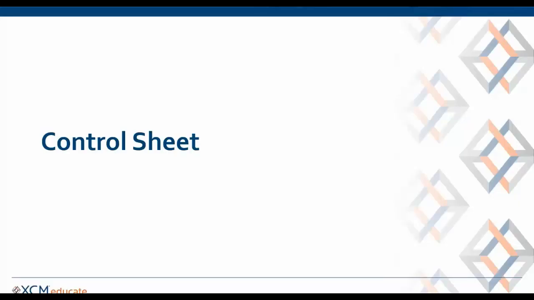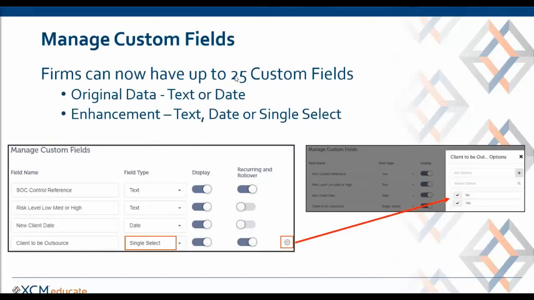So let's move on. Custom fields have been available in XCM for quite a while. What they do is they allow you to create fields on the control sheet to gather data that maybe XCM isn't doing for you with their default fields. So if you're a firm that has very specific things that you like to track, maybe your clients' birthdays or anniversaries or their billing months or anything that you want to track, you're allowed to track in XCM. In the past, we had fewer custom fields available. We now have 25 custom fields available.